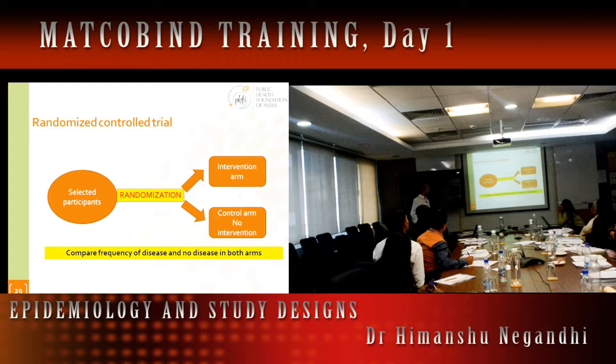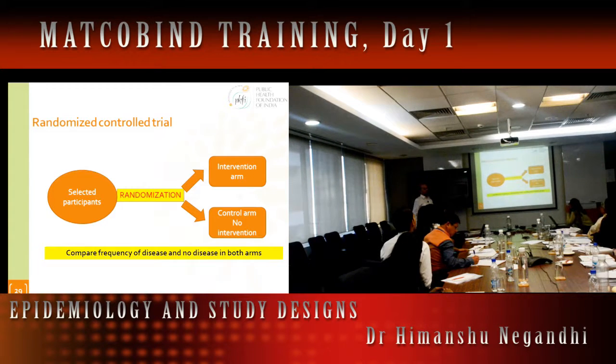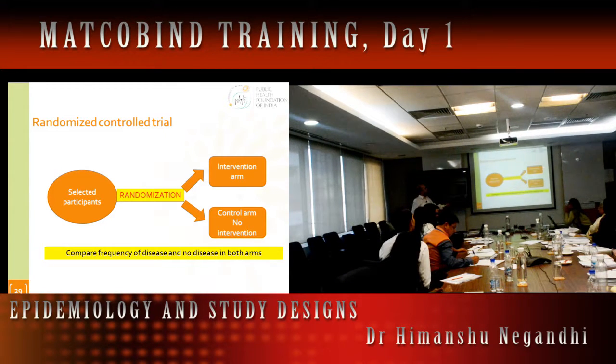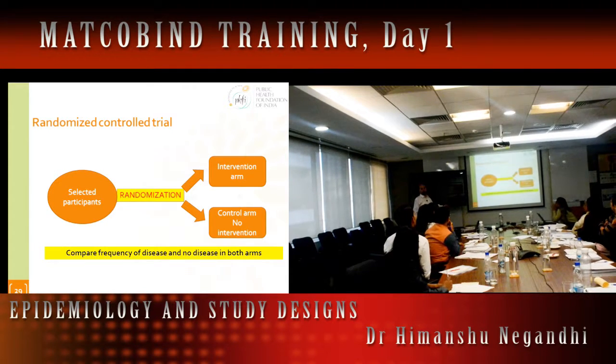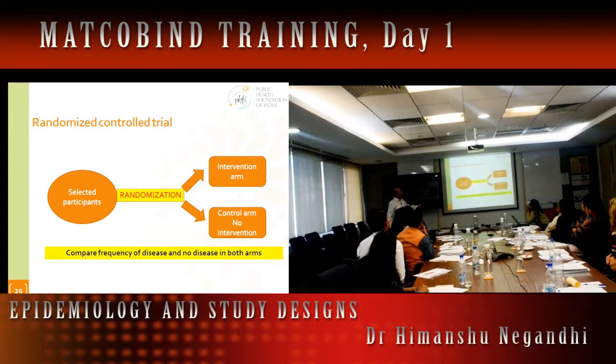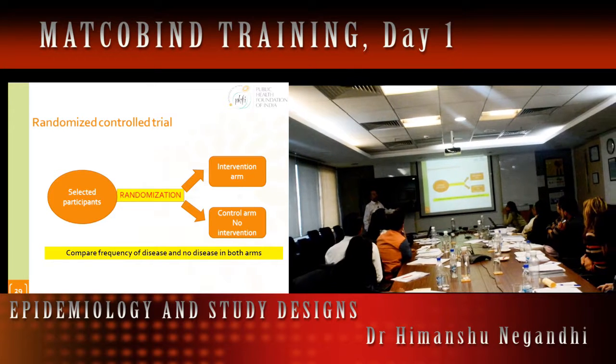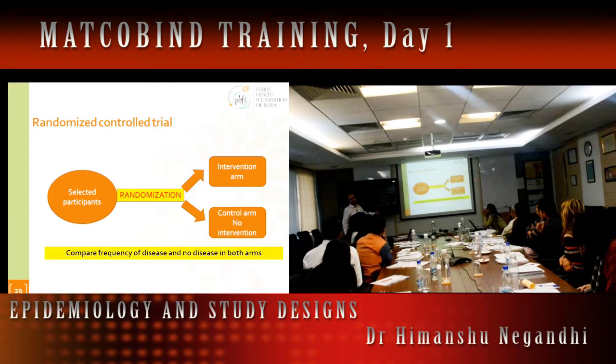So you compare the frequency of disease and no disease in both arms. 20% developed diabetes here, but here 40% developed diabetes, which means whatever intervention you are doing prevented diabetes in 20% people. As simple as that.